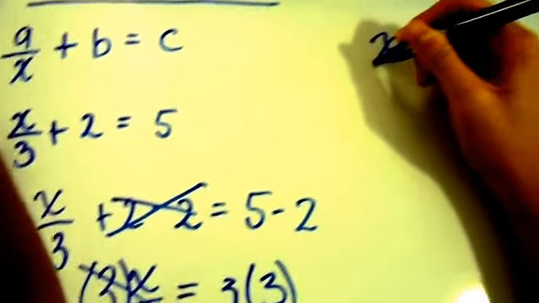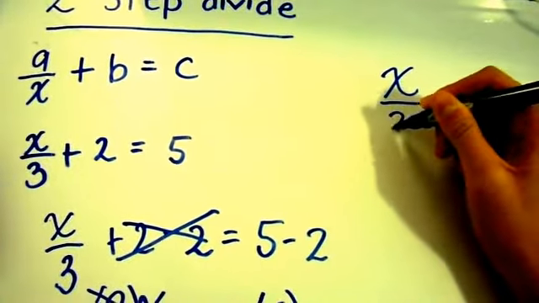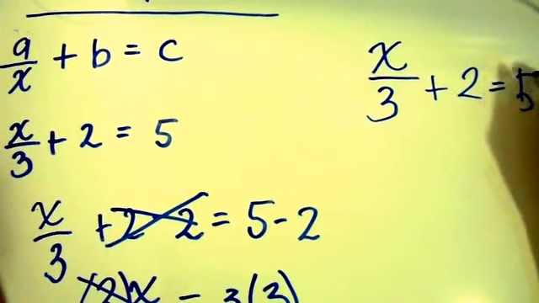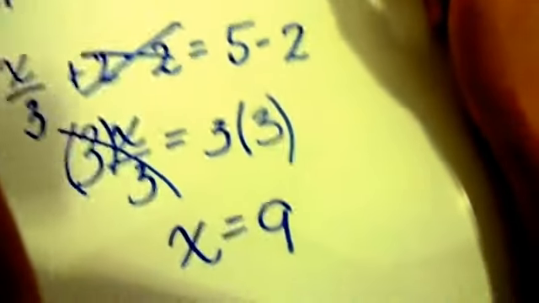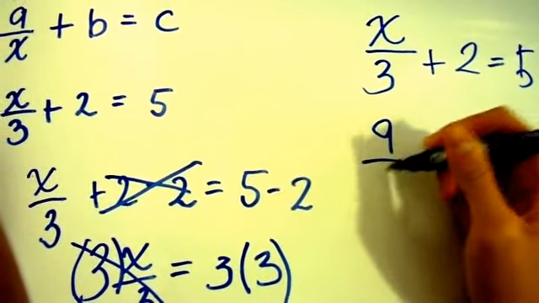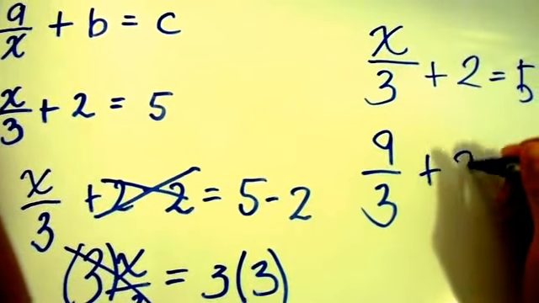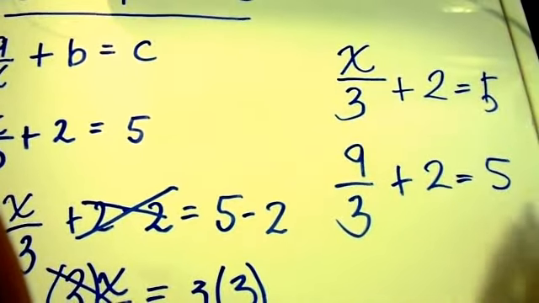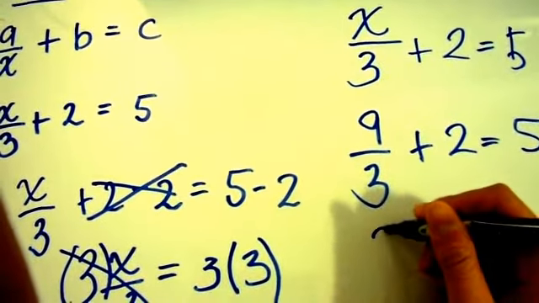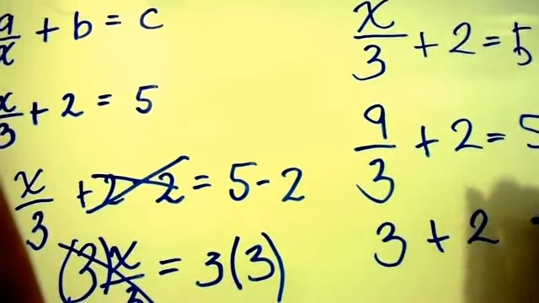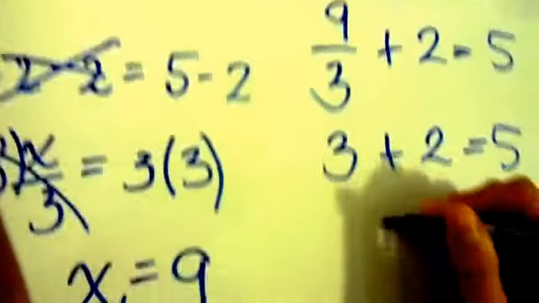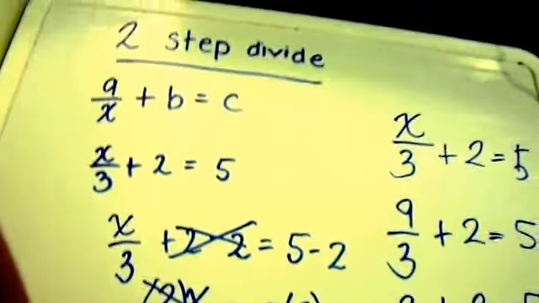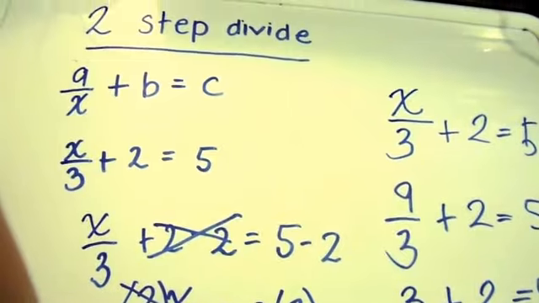So rewrite the equation again. x divided by 3 plus 2 equals 5. We know that x is 9, so we put 9 divided by 3 plus 2 equals 5. Left to right in solving operations. So 9 divided by 3, 3. Add 2, 5. 3 plus 2, 5 equals 5. And there you have it. This is how you solve two-step equations dividing.